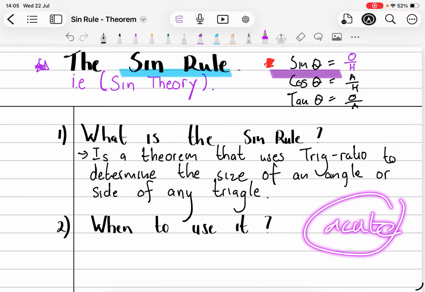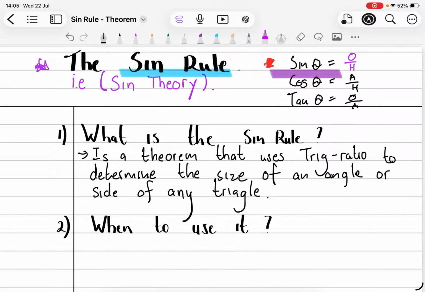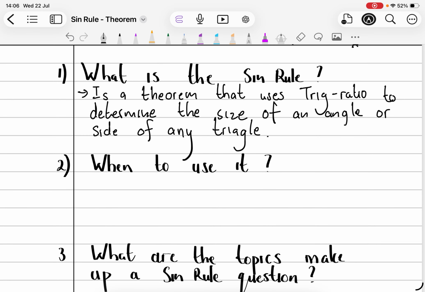The idea here is, think about the trig ratios. When do we use the trig ratios? When we have a right angle triangle, we use trig ratios. But in this case we don't have a right angle triangle, and that's what the theorem is used for. So if I say when do we use it, we have now answered that question.